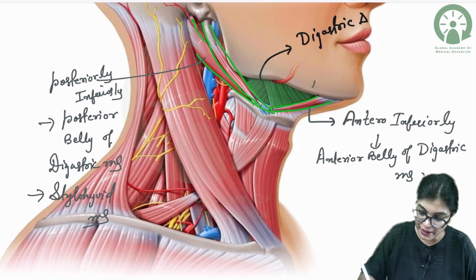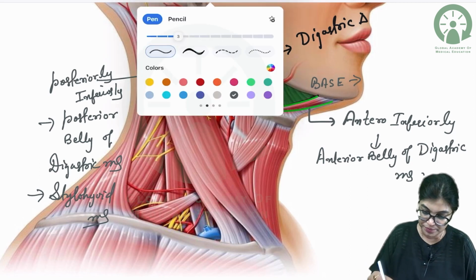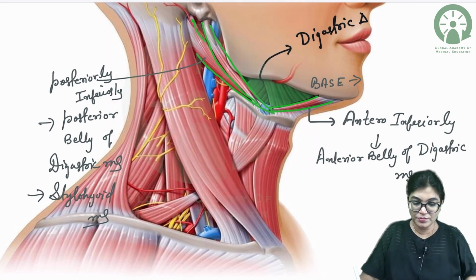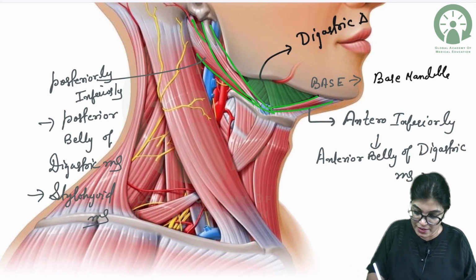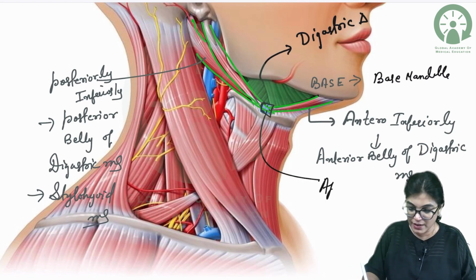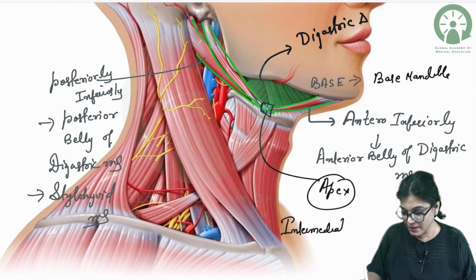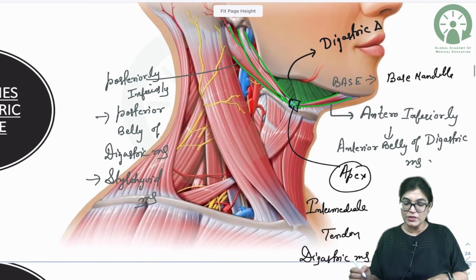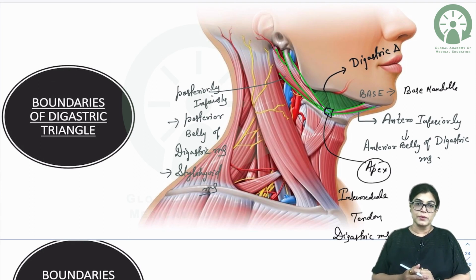If I talk about the base, the base is formed by the base of mandible. And what about the apex? This is the apex, and the apex is formed by the intermediate tendon of digastric muscle. So very nicely you can appreciate the whole boundaries of the digastric triangle which I have shown in this image.